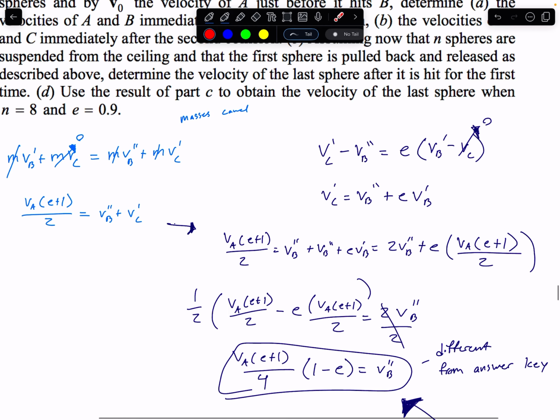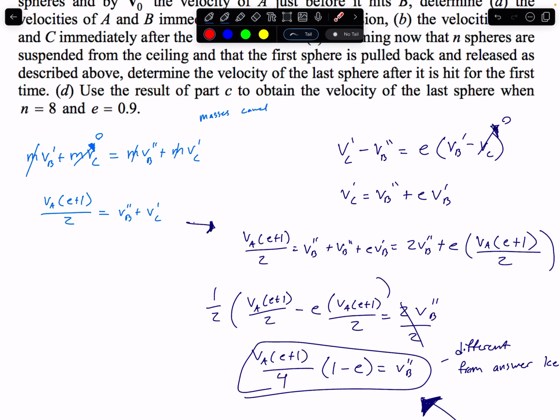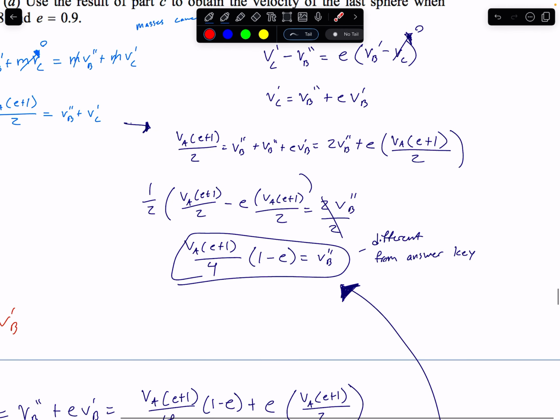we can do some rearranging, and we can also sub in for VB prime, and we can find VC prime with some more known variables and sub that in over there, which again over here, and do some algebra, and we find out that VB double prime is equal to VA times (E plus 1) divided by 4 times (1 minus E).